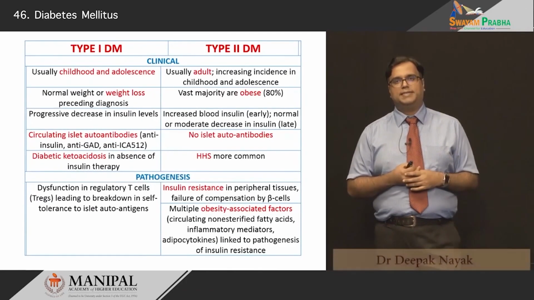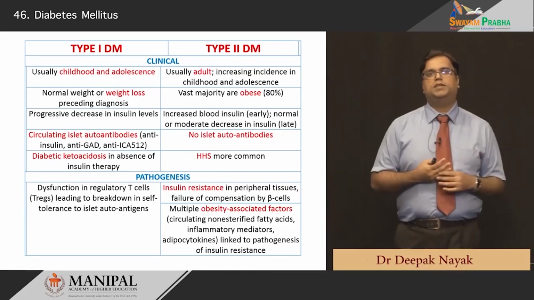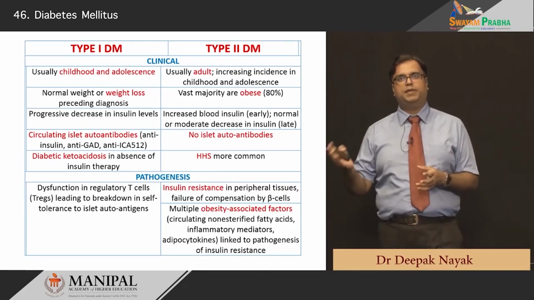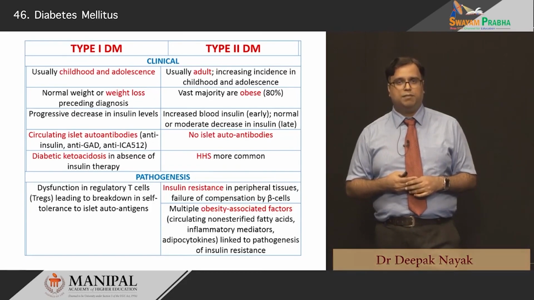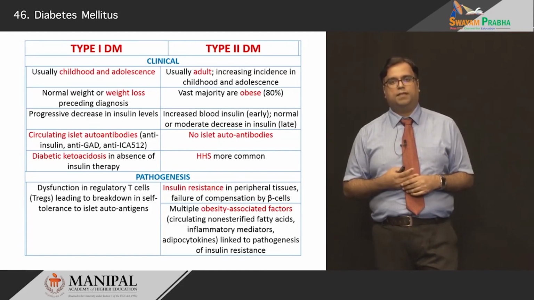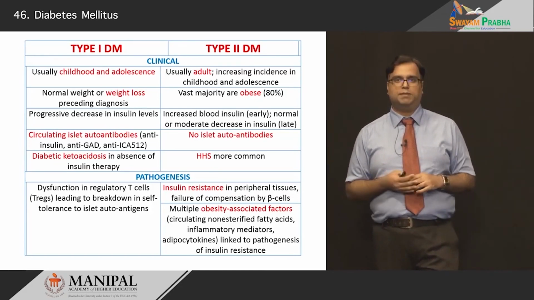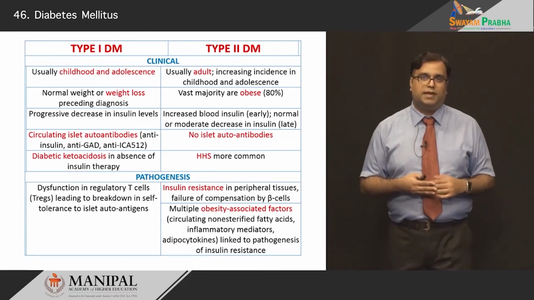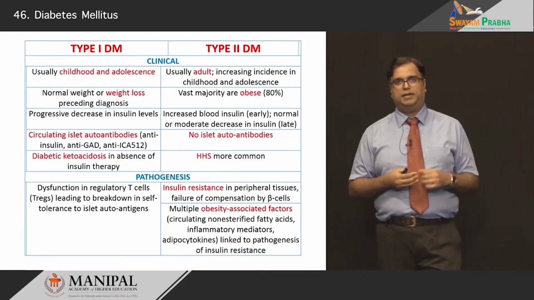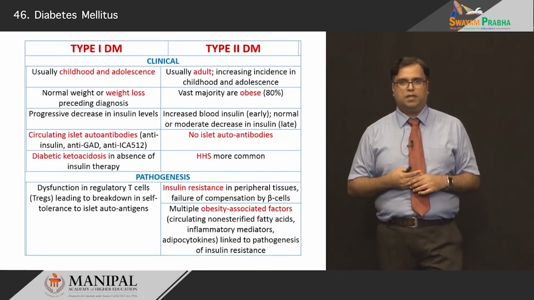So just to summarize some of the salient differences as we understand between type 1 and type 2. Normally type 1 you will see in childhood and adolescence as compared to adults in the case of type 2. But you will tend to see more of type 2 in childhood as well because of abnormal food habits. Weight loss is certainly a feature of type 1, compared to type 2, where you tend to see more obesity. A circulating pool of autoantibodies is a feature of type 1 as opposed to type 2, where you don't tend to find them. Insulin levels show an absolute lack in type 1, whereas there is a relative lack and a gradual decline in type 2.